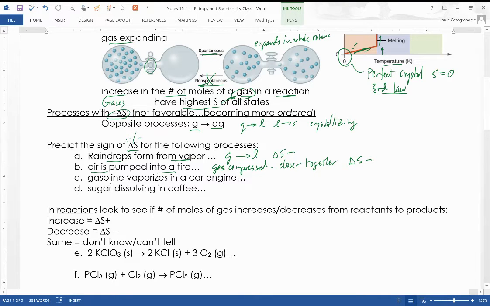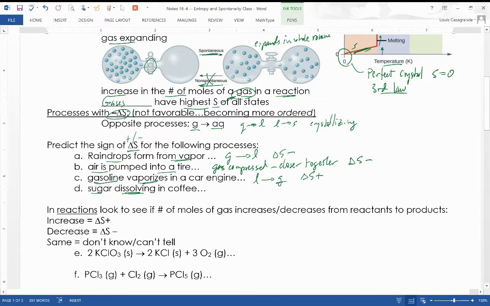How about gasoline vaporizing in a car engine? Pause and see if you can figure it out. And now let's start up again. Gasoline, if you don't know, starts off as a liquid. Maybe you've seen it pumped into your car as you stop at a gas station. Vaporizing means a liquid going to a gas. And so with liquid going to a gas, there's that gas with the highest entropy. So this has a delta S that's a positive value.